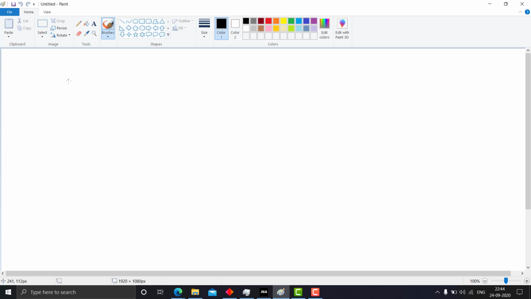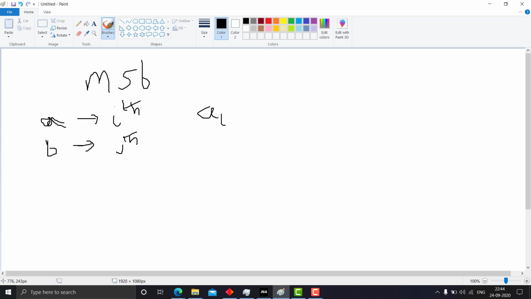You need to observe a property, which is the most significant bit. Suppose there are two numbers a and b. Let the most significant bits be the ith bit and the jth bit. Then a AND b will be greater than or equal to a XOR b only in the case when i is equal to j.